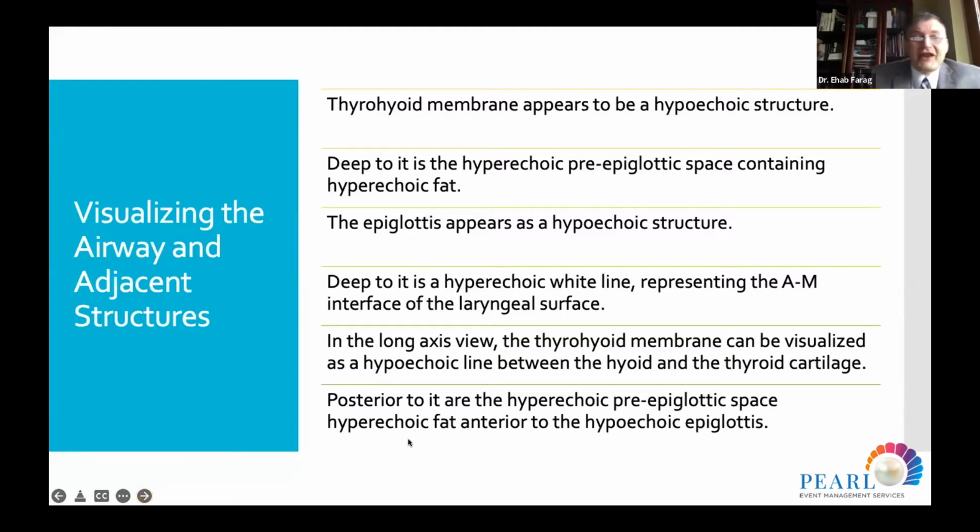So the thyrohyoid membrane, as we say, appears as a hypoechoic structure. Deep to it is the pre-epiglottic space containing hyperechoic fat. The epiglottis appears as a hypoechoic structure. Deep to it is a hyperechoic white line, which is, as we say, the air mucosa interface. And in the long axis, the thyrohyoid membrane can be visualized as a hypoechoic line between the hyoid and the thyroid cartilage. Posterior to it is also the hyperechoic pre-epiglottic space, which is filled with fat.